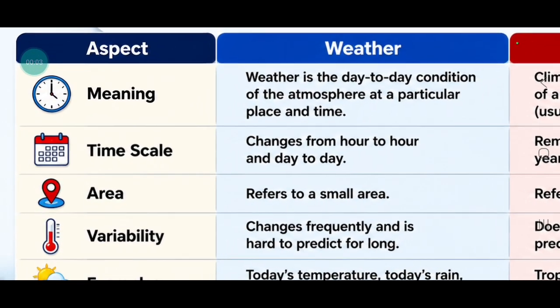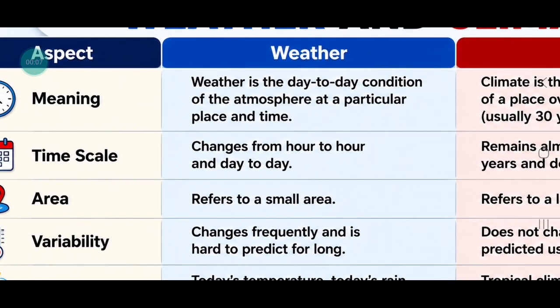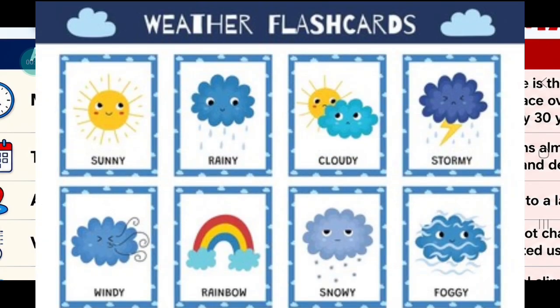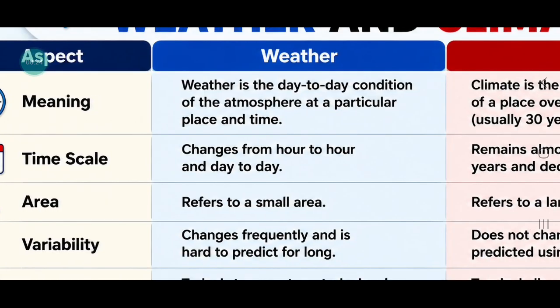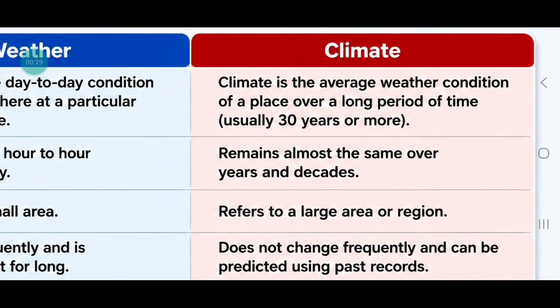Now see the second aspect, that is time scale. Weather changes from hour to hour, day to day. In the morning it may be sunny, after that it may be cloudy, after that it may be rainy, stormy. This way weather keeps changing. In a short span of time it keeps changing. But climate remains almost the same over the years and decades.